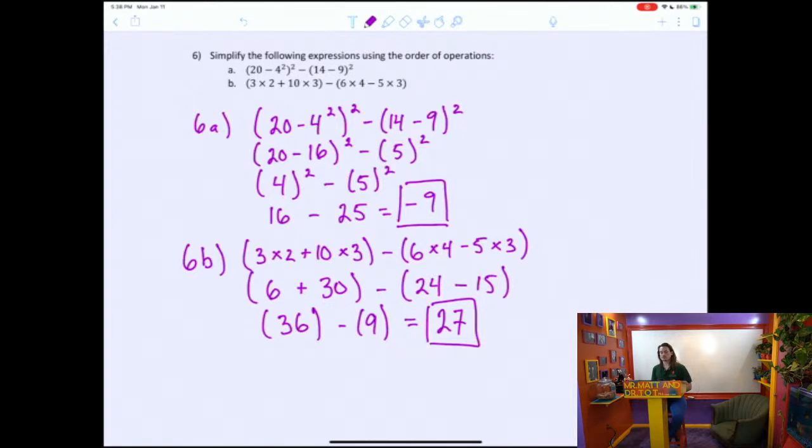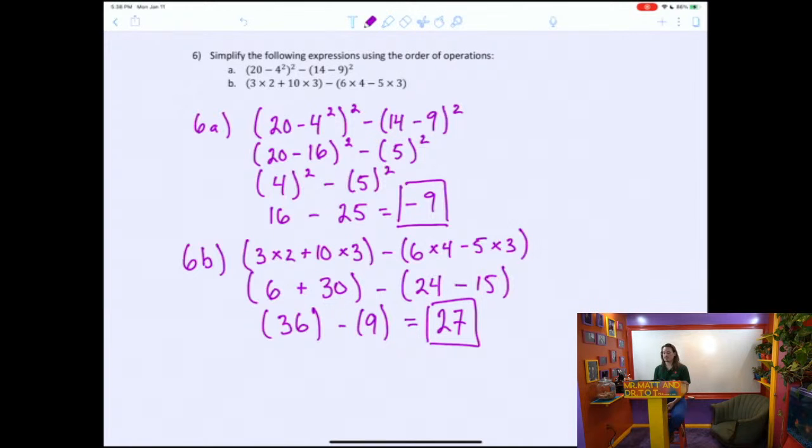Okay, so for number 6, first of all, working within the parentheses, there is an exponent in 6a, so we have a 4 squared. We can evaluate 4 squared as 4 times 4, which is 16. So that's going to turn into the quantity 20 minus 16 squared minus 14 minus 9 is 5, so minus 5 squared. 20 minus 16 is going to be 4.